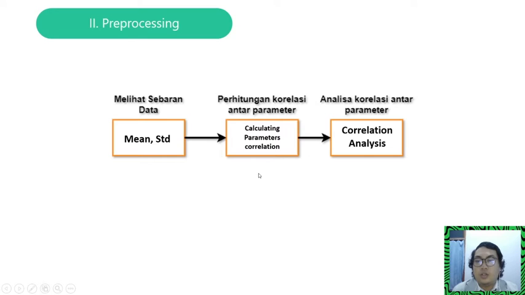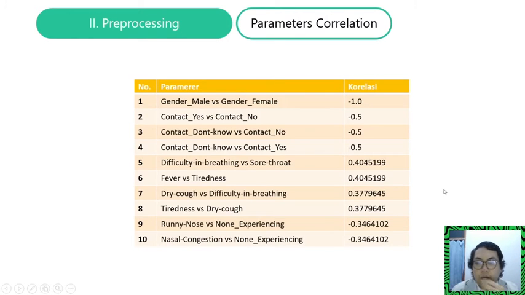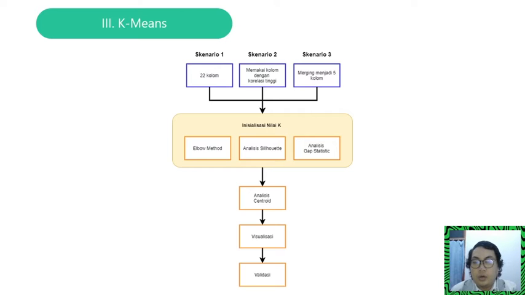The pre-processing consists of looking at the spread of the data, calculating the parameter correlation, and doing correlation analysis. For the data spread, we can check each column by plotting and looking at its numbers, and then check its mean and standard deviation. This step is needed to check if there is any outlier and how the data is spread across the columns. And then we can look at the correlation of each column to know the most influential parameters.